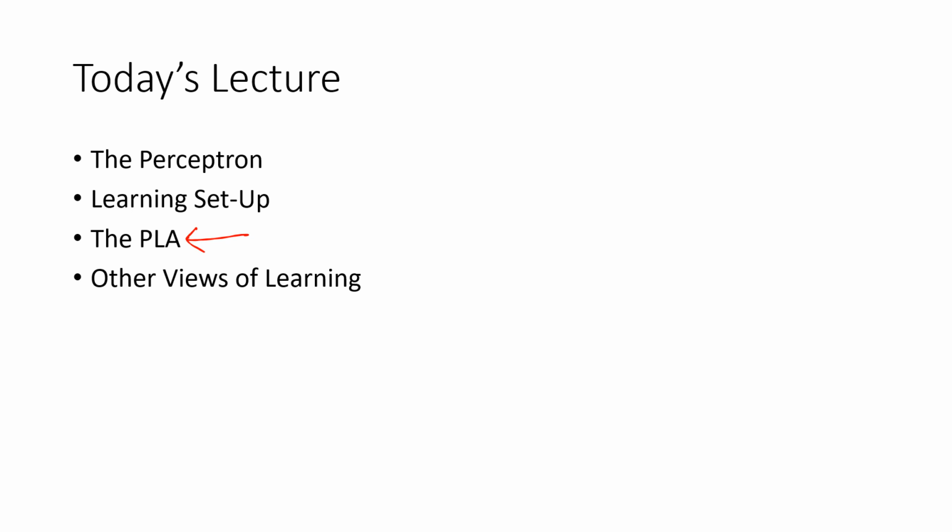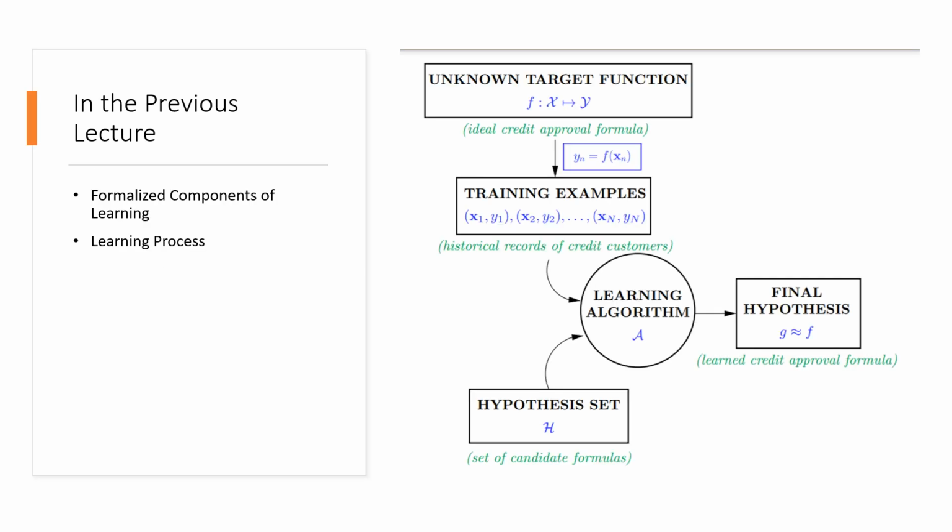I'll also summarize some other views of learning, some other ways in which we can learn from a given data, different perspectives of learning, and 3 important paradigms of learning: that's supervised, unsupervised, and reinforcement learning. Okay, so let us begin.